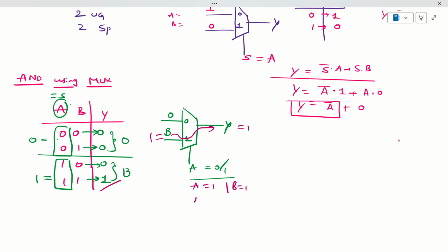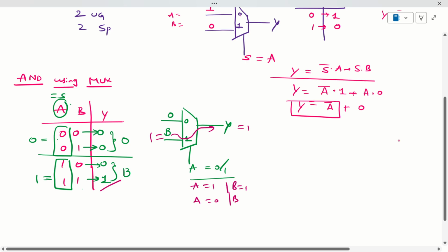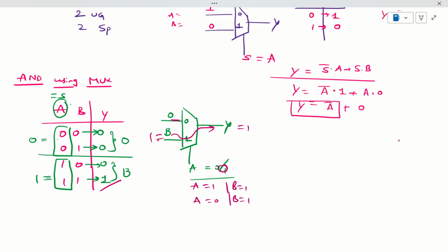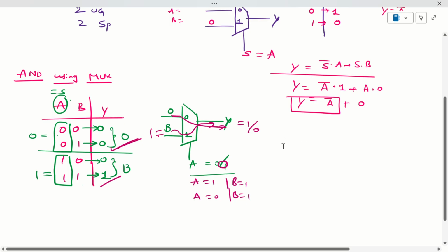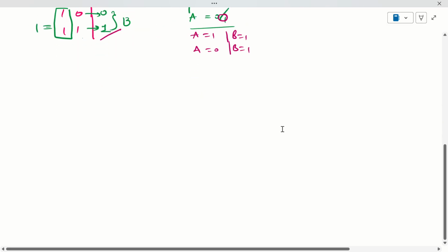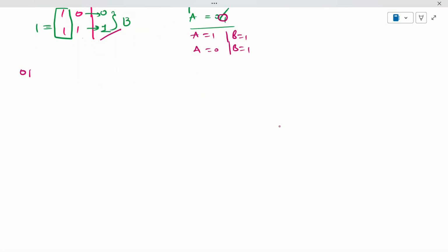Like this, if I change to A equal to 0, B equal to 1, then A equal to 0 means the 0 input is connected. That's why the output should be 0. As per this condition, A equal to 0, B equal to 1, output should be 0. This is the way you can implement the gates. Similarly, you can design the OR gate by using a multiplexer.